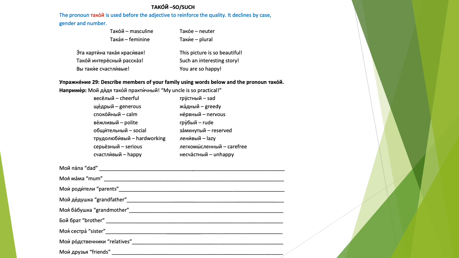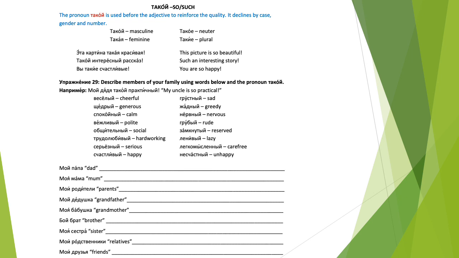So you may say, for example, например, мой дядя такой практичный. My uncle is so practical. So you use the word такой, which emphasizes the adjective практичный. So practical, такой практичный. Masculine form because uncle is masculine.